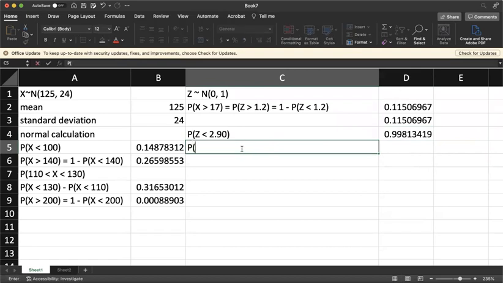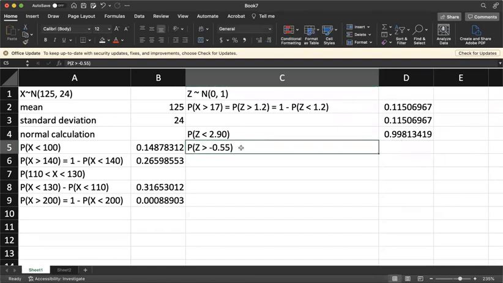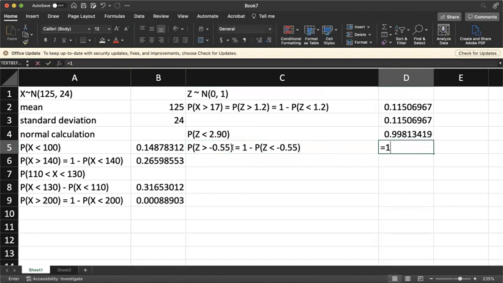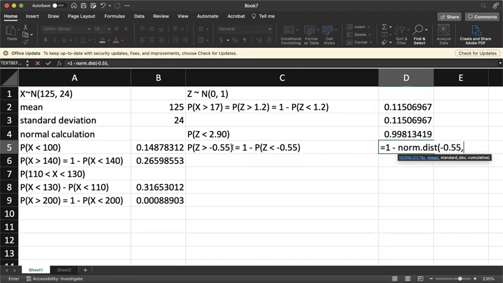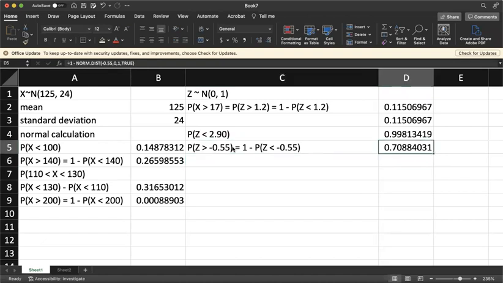If we wanted to figure out probability of Z greater than negative 0.55, then we have to rewrite it. So in order for Excel to handle it, we need to do the complement rule because we need it to have a less than sign. So hopefully the complement rule is really familiar to you. It comes in handy in this situation. So this is 1 minus norm.dist, negative 0.55, 0, 1, true. And that gives us that value that we want.